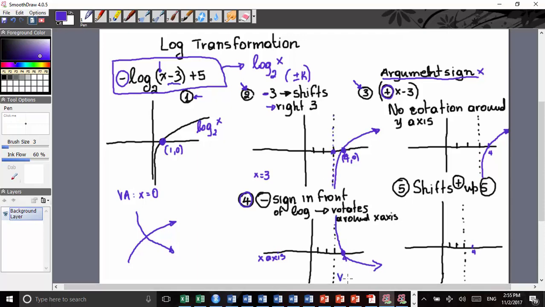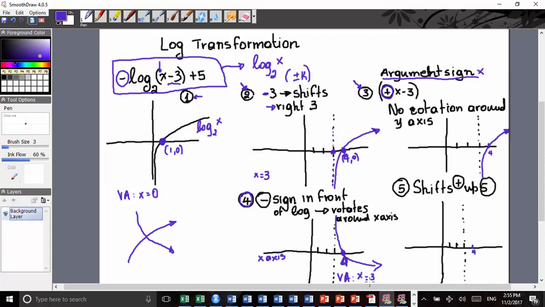The vertical asymptote is not affected. The vertical asymptote is defined only by k, nothing else. So it's set. And the x-intercept is not affected by the rotations.